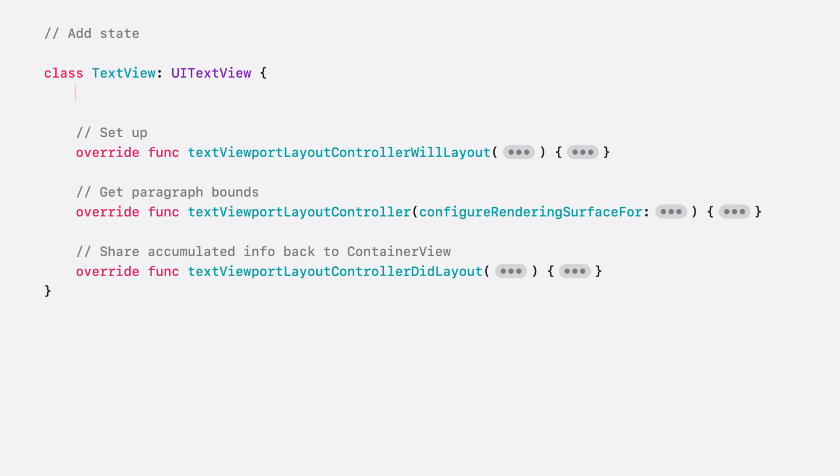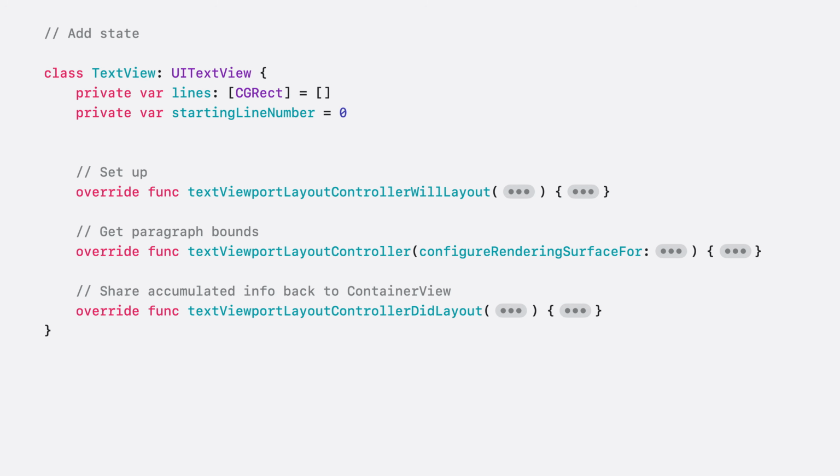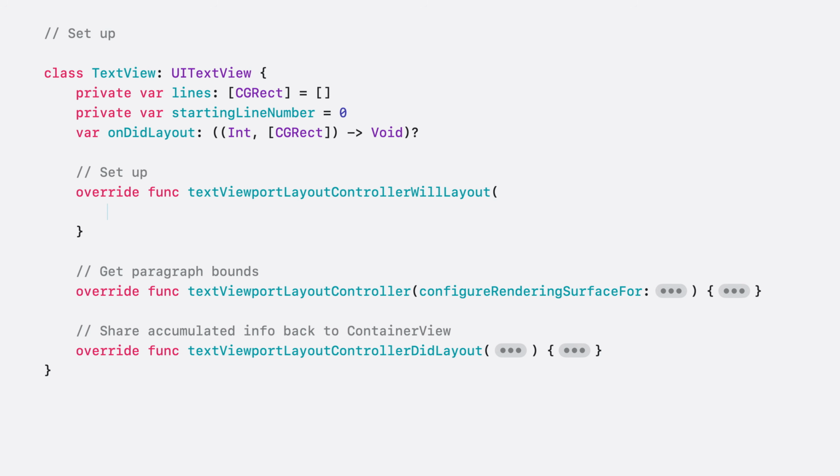Before showing these methods, I'll add some state to my subclass. I'll start with an array to accumulate the bounds of each paragraph the text view lays out, an integer to track the starting line number, and a closure that I'll use to send the accumulated info up to my container view so it can render the line numbers. The viewport controller delegate methods help the text view know when scrolling or editing has happened so that we can redraw the line numbers. I'll implement the methods next, starting with willLayout.